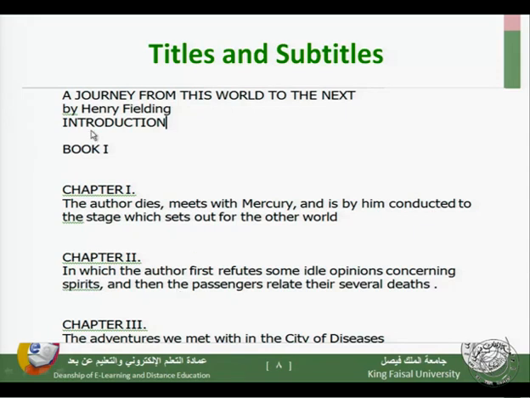But what I'm interested in here, this is a novel by Henry Fielding, A Journey from This World to the Next. The same happens also in Robinson Crusoe. Chapter 1 and then a description. Chapter 2 and then a description. Okay?